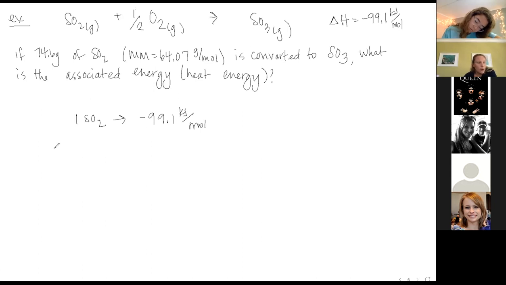All right, so we know that we have 74.6 grams of SO2. How are we going to get our associated energy? Take a couple, like 2 minutes, and try to answer this problem yourself, and then I'll answer it. Hint, it's very straightforward.